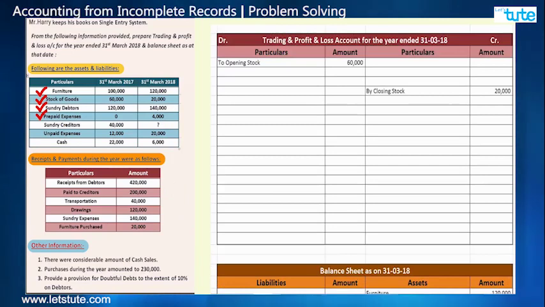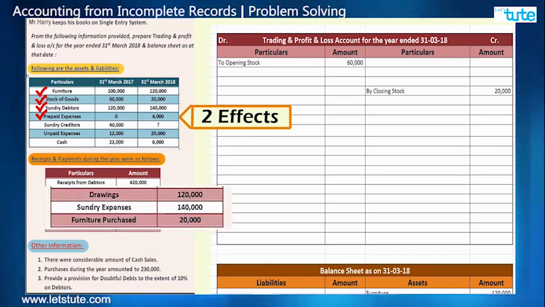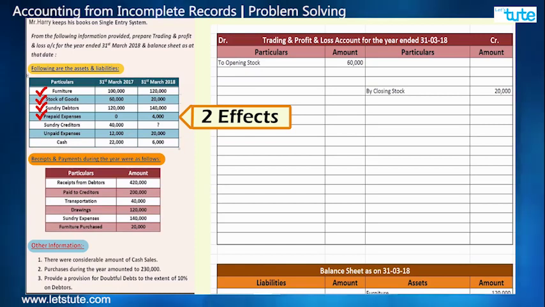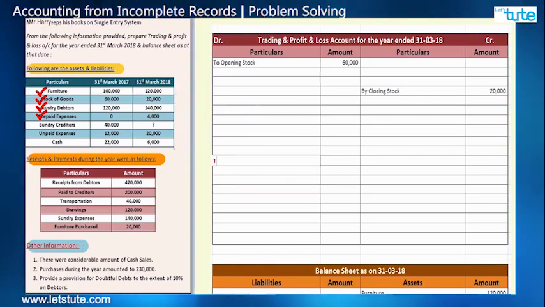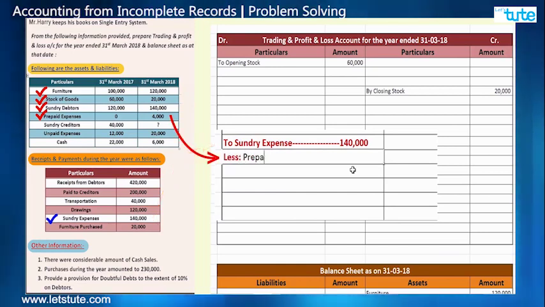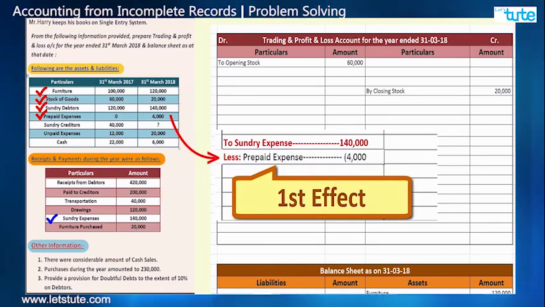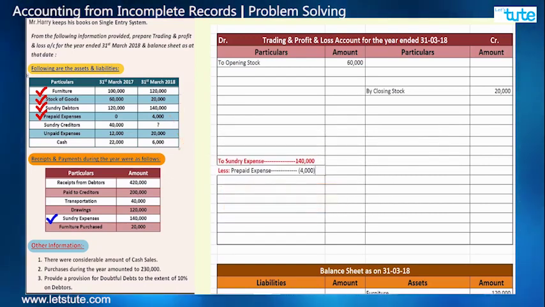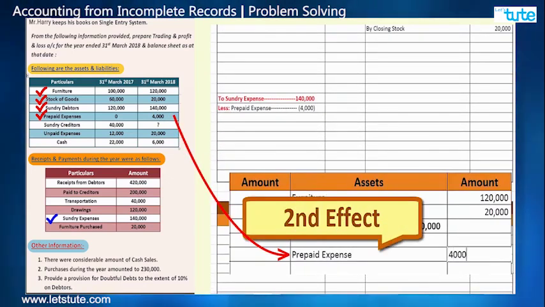Next is prepaid expense. Now this will have two effects, right? But if we notice, there is a sundry expense of 1,40,000. So instead of giving a separate effect of prepaid expense, we can first record 1,40,000 and deduct this prepaid expense of 4,000 from here for better presentation and understanding. And another effect of prepaid expense will be in balance sheet.